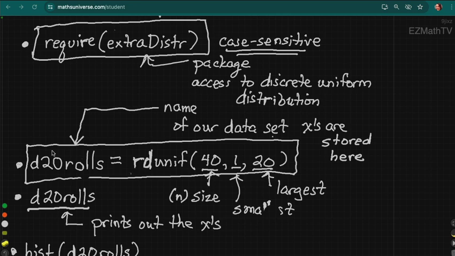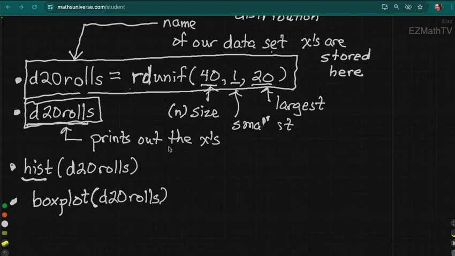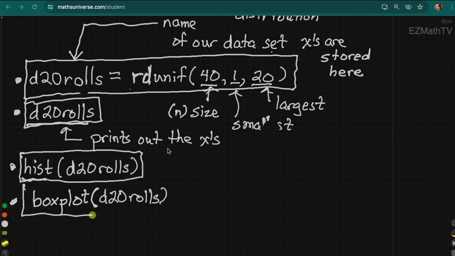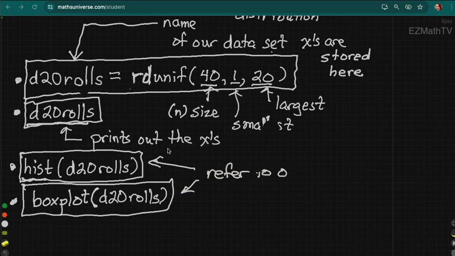Okay? So that's 2 lines of code that we're typing in. The third line of code is literally just to repeat the name of our data. We're just typing in the name of it because that's just going to print it out. It'll put it on the display for us. And then the last 2 are creating a histogram and a boxplot. And you'll notice that for both of those, we actually had to refer to our data set by name.